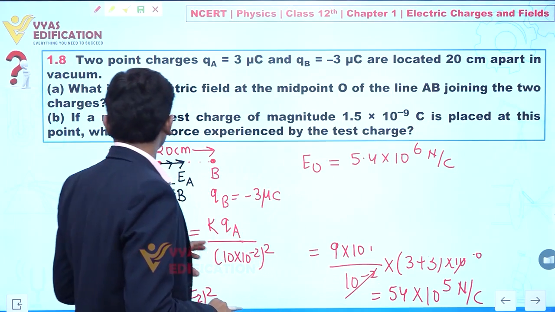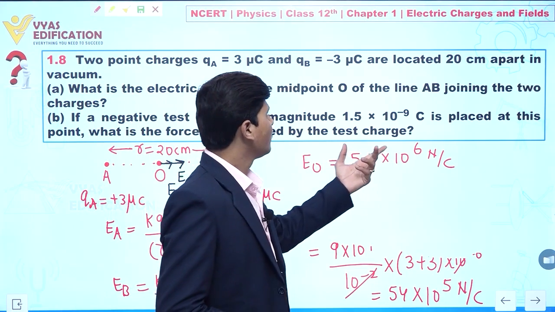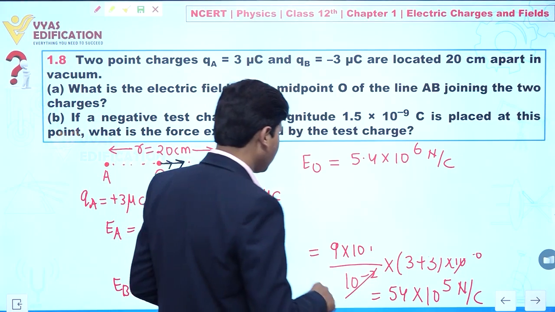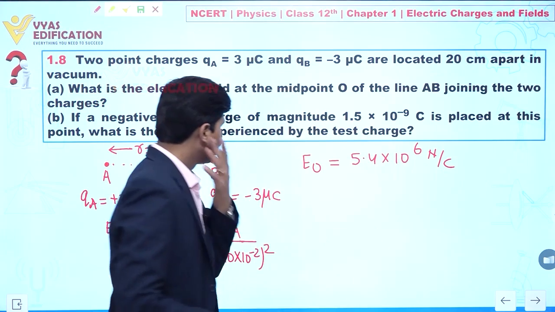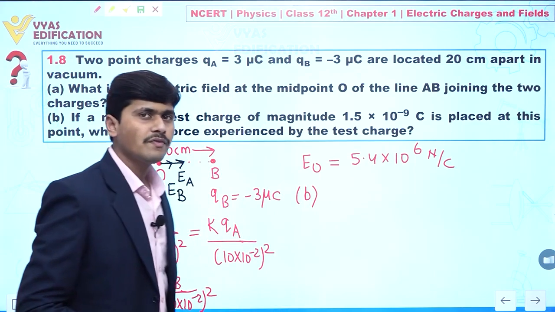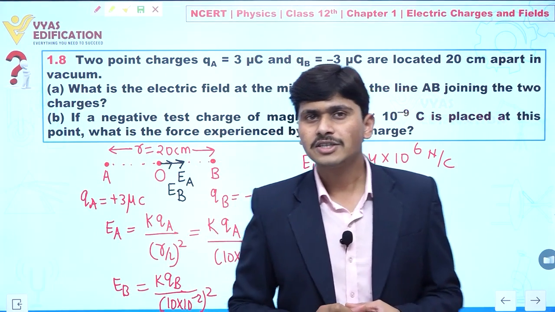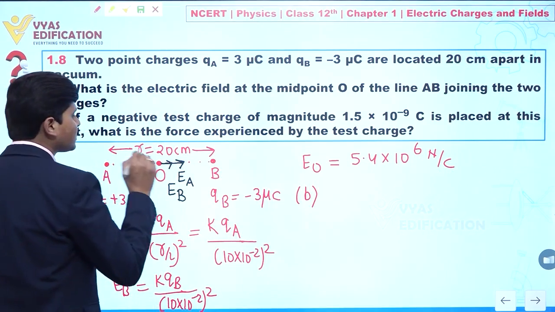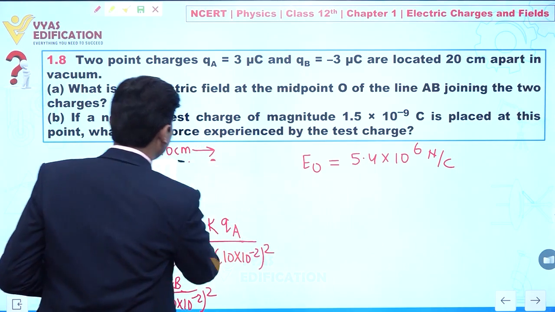In part number B, it is given if we put a negative test charge of magnitude this one at this point, what is force experienced by test charge? Clear? So now listen carefully. So if we talk about part B, now we are placing here a negative test charge. Negative test charge means what? If we are placing here negative test charge, what is direction of force? If I again draw here diagram, it will be better.